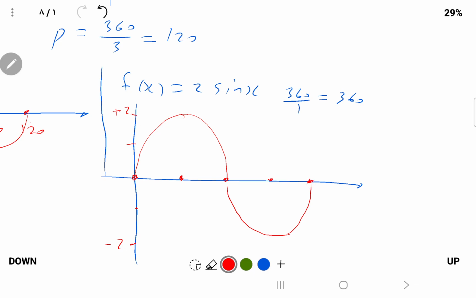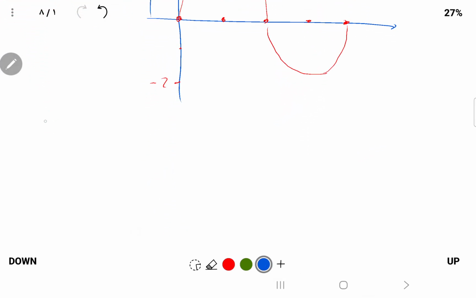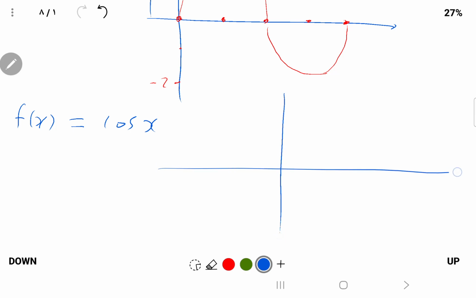Now, what about the cosine graph? Let's see the cosine graph now. Here you have f of x is equal to cosine x. Also, here you have to memorize the parent function.